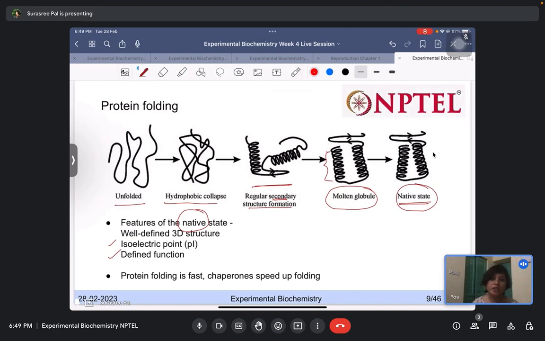Now this protein folding process is a fast process, but there are other protein molecules called chaperones. These chaperones often enhance the speed of protein folding for some of the proteins. But they do not alter the structure of the protein. They only speed up the process of folding.